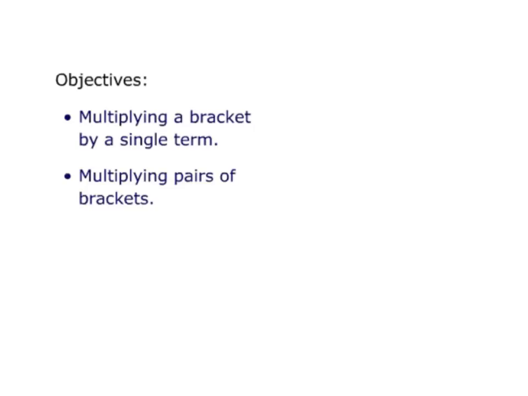Alright, so in today's lesson we want to revise two things. The first is multiplying a bracket by a single term. I'll give you an example of that. So that would be, say, within my bracket having 2x plus 4, and multiplying that outside by one single term, so I could write maybe 6.